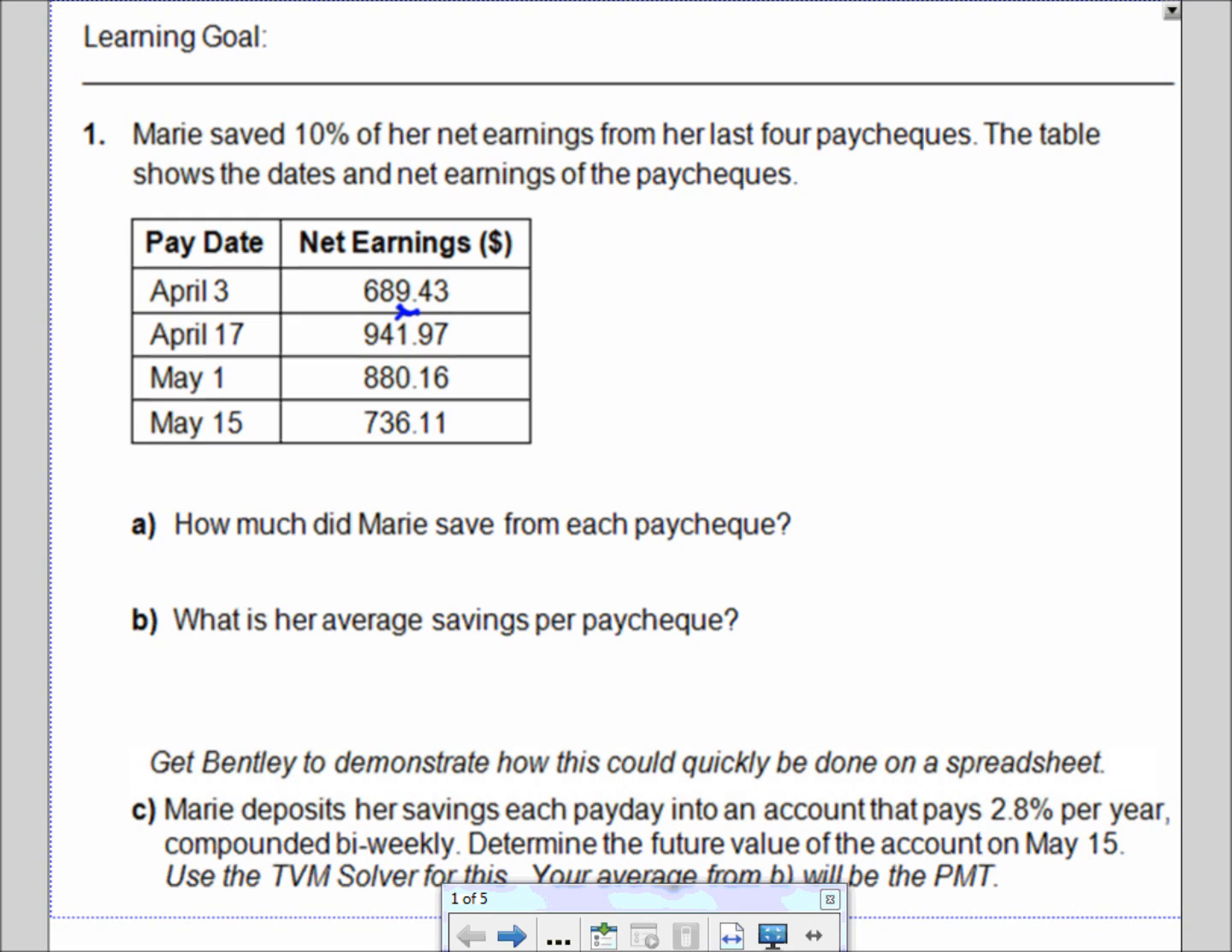So here, your savings, again, we're moving the decimal place, would be $68.94, $94.20, $88.02, and $73.61. Okay? So all we're doing is moving the decimal place, or you could times it by 0.1 and it will give you the same value. How much did she save from each paycheck?